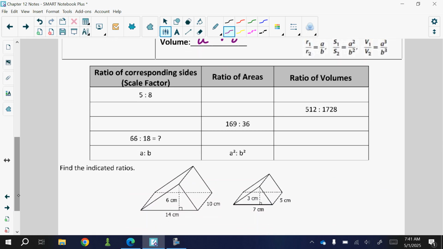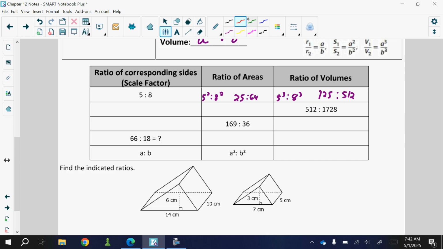So let's take a look at some examples. I'm not going to fill out this whole table. I'll just do 2 or 3. I'll start with the first one, the easiest one. The ratio of our corresponding sides is 5 to 8. So that means the ratio of the areas is 5 squared to 8 squared, which, expanded, is 25 to 64. So the ratio for volumes is 5 cubed to 8 cubed. You might have to do that in a calculator. That's fine, but that's 125 to 512.